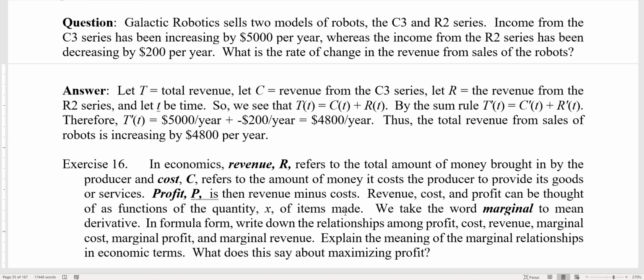We take the word marginal to mean derivative. In formula form, write down the relationship among the profit, cost, and revenue, and marginal cost, marginal profit, and marginal revenue. What relationship do we have there? And what's the meaning of the marginal relationships in economic terms? And what does this say about maximizing profit? If you need to, pause and think about that a minute before you move on.